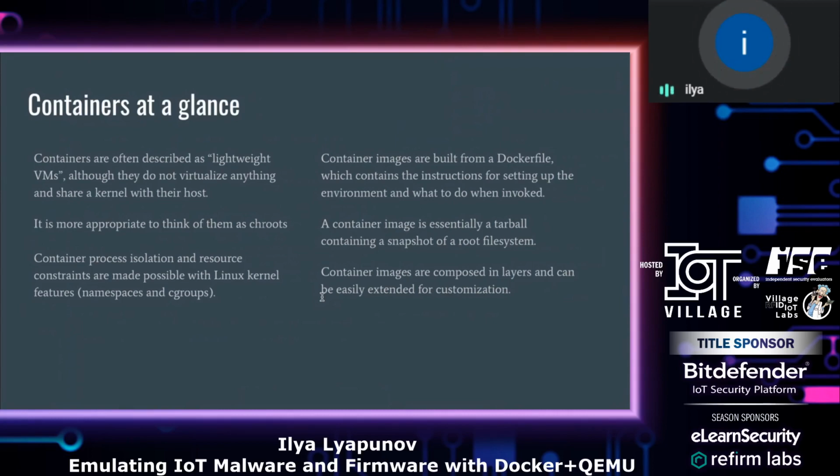So a container image is built from a Dockerfile. The Dockerfile has all the instructions that are executed by Docker in order to build the image of whatever application it is that you're trying to bundle. Essentially, this is just like a tarball containing a snapshot of the root file system, and there are multiple layers on top of it. So you can easily extend and customize any Docker image that you find on the web.